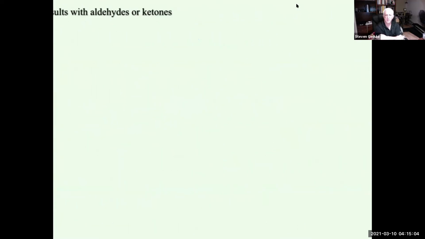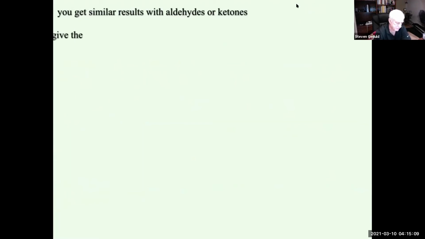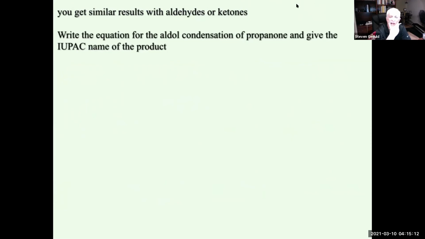All right, let's try another example here. You get similar results with aldehydes or ketones. Write the equation for the aldol condensation of propanone. Give the IUPAC name of the product. So how I would do this, I would put propanone, CH3COCH3. That's propanone. And how I do it is I write it right underneath it. It's just easier for me to see that way. And then I'll straighten it out when I'm done.